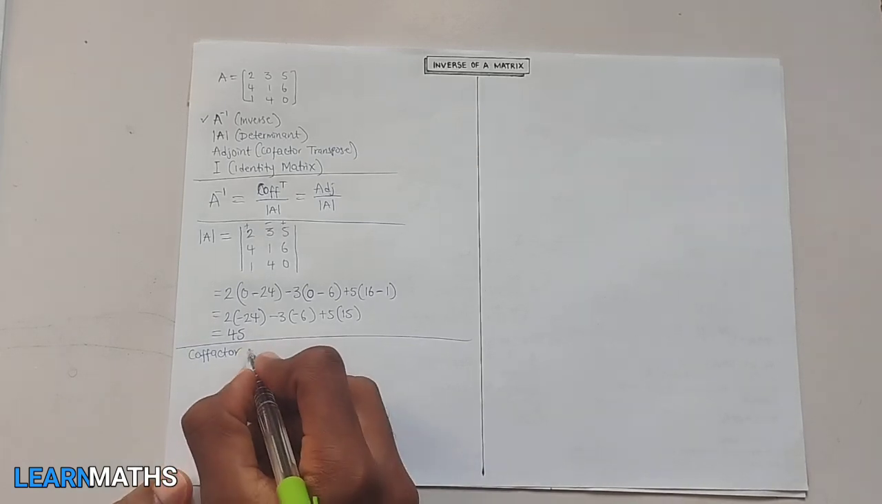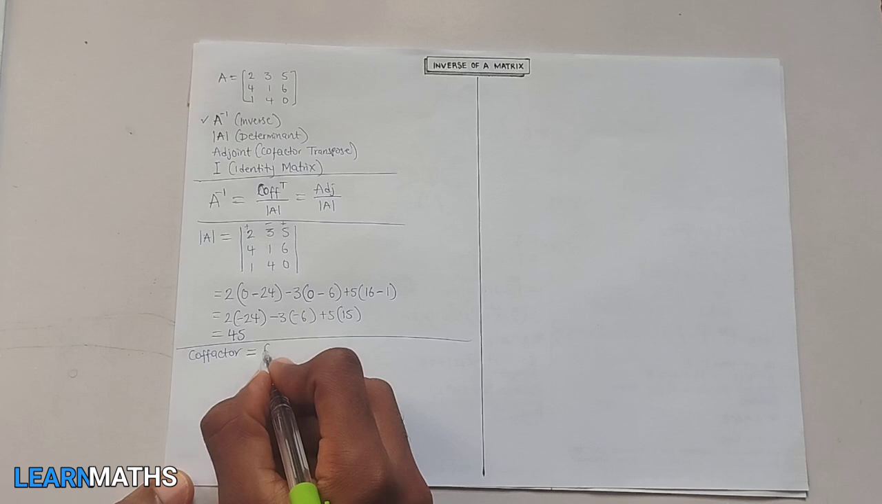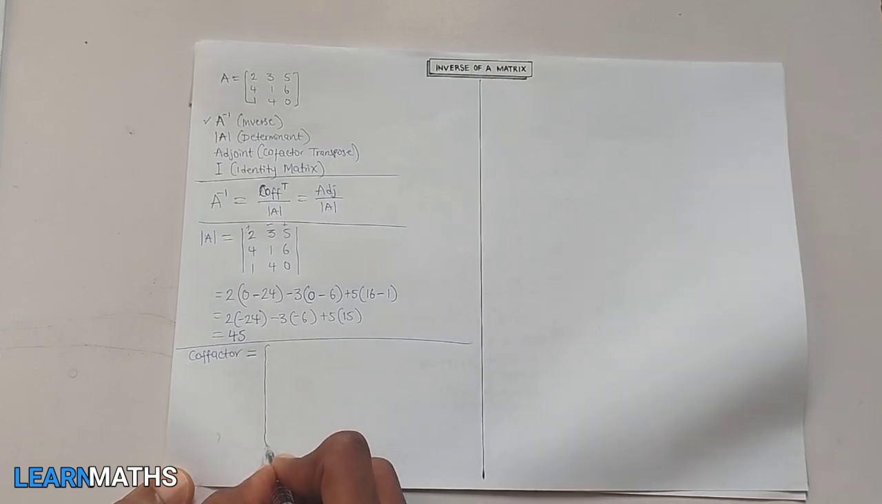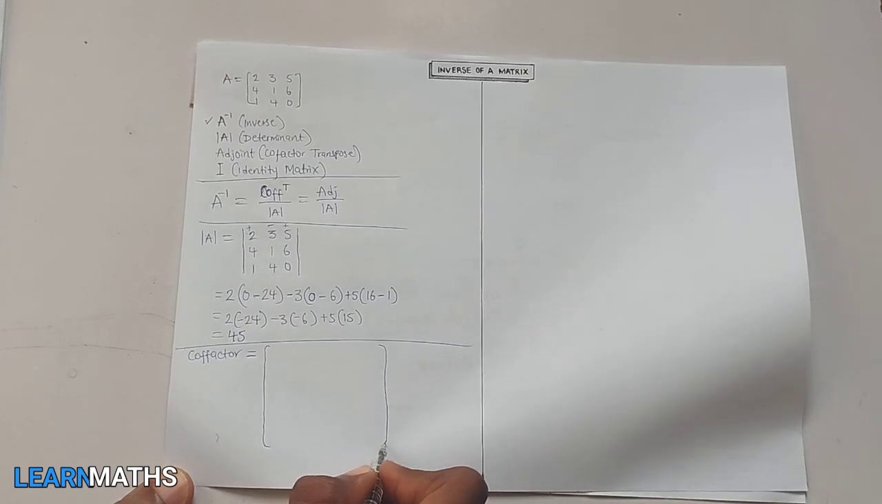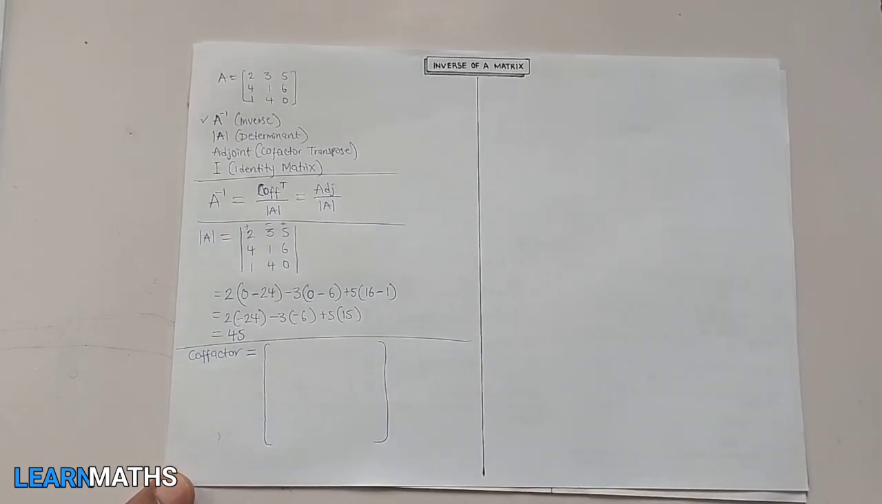Now the cofactor is going to be equal to, I'm going to draw a very big matrix so every element will be clear and visible. Now the cofactor is going to be a 3 by 3 matrix, right? So we're going to have 1 2 3 4 5 6 7 8 9, about 9 elements. Now how do we get each of these elements?